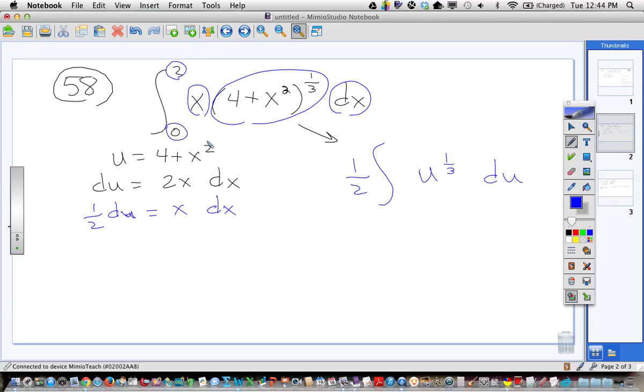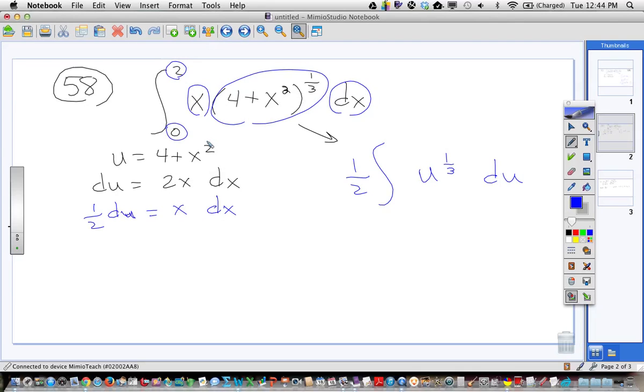But remember, the 0 and the 2 are x values, not u values. So I shouldn't put a 0 and a 2 on this. It would really be wrong. It would be incorrect notation to have a 0 and a 2 here, because that would be mixing up x's and u's. All right, so one thing I could do is take these and put them where? In for the x right here.